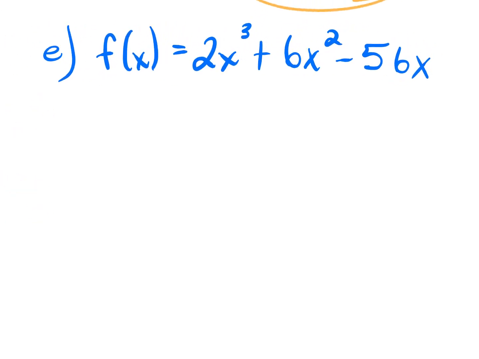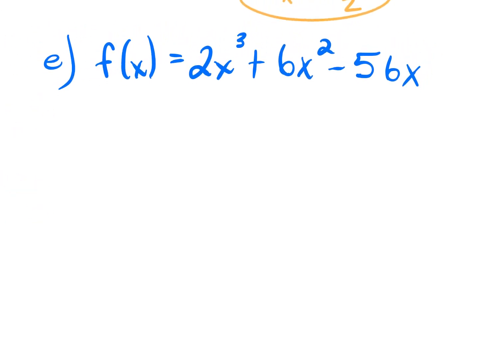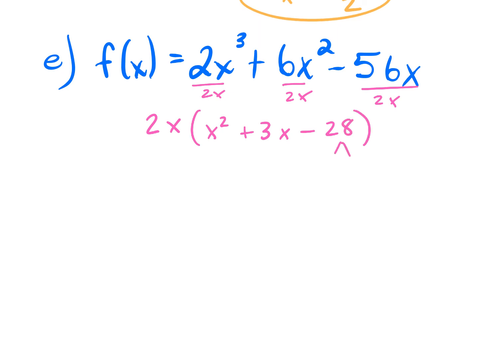Last one, E. I want to take out a greatest common factor if I have it. So I'm going to take out 2x because I can divide all of these by a 2 and an x. So then I'm left with x squared plus 3x minus 28. So 2 factors of 28 that add to 3. 4 and 7, and it should be a negative 4 because it's a positive 3. So 2x, and then x minus 4, x plus 7.